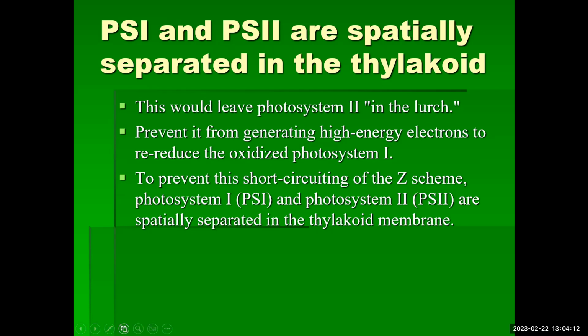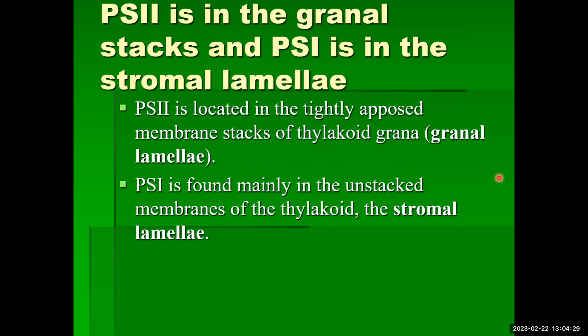So to prevent this problem, plants will essentially short circuit the Z scheme. They will spatially separate photosystem 1 and 2 in the thylakoid membrane to make this work. So consequently, photosystem 2 is organized in the tightly opposed membrane stacks of the thylakoid grana. So they're in the granal lamellae.